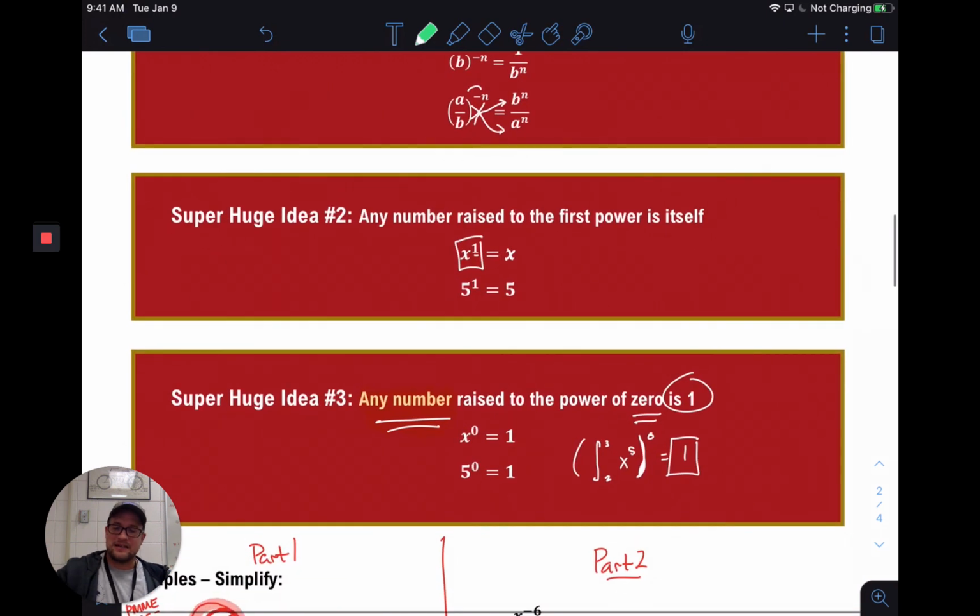And our last idea is that any number raised to the 0 power is equal to 1. I don't want to see anybody get that one wrong. That is a free question for you. You just got to think about it, right? If it's raised to the 0, don't do what your brain tells you. Your brain's going to say it's 0. It's not true. Anything to the 0 power is equal to 1.